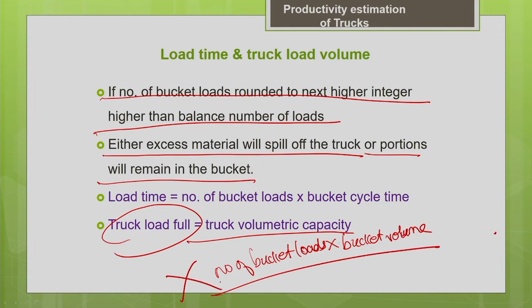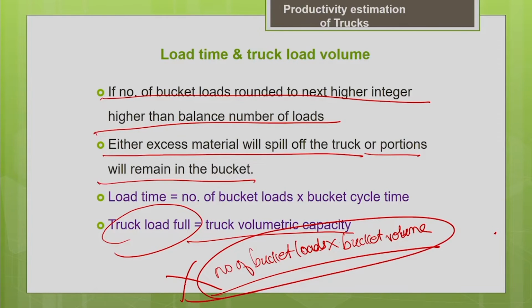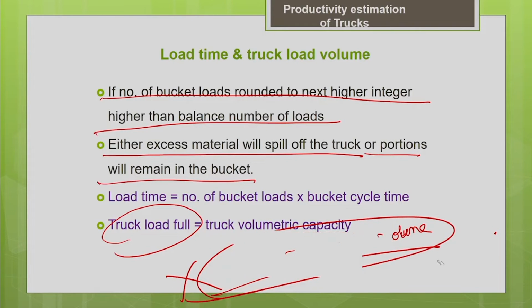This way you should not calculate for this, because here the number of bucket loads is more than the balanced number of loads. But even though it is more than the balanced number of loads, I cannot load it beyond the capacity of the truck. Truck maximum capacity will be the limiting capacity. So, in this case you should not go by this. The truck load will be equal to truck volumetric capacity only. You have to follow that. But the loading time will be number of bucket loads multiplied by the bucket cycle time.